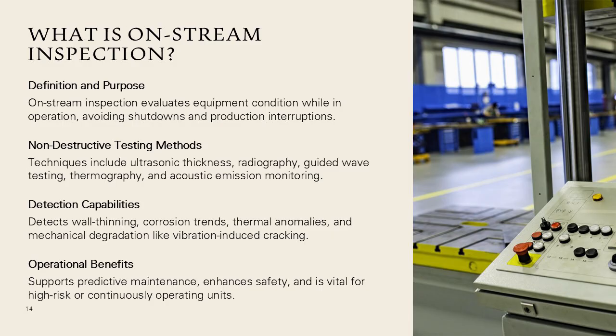These inspections utilize advanced non-destructive testing, NDT, methods such as ultrasonic thickness measurements, radiography, guided wave testing, thermography, and acoustic emission monitoring. On-stream inspection enables engineers to detect wall thinning, analyze corrosion trends, identify thermal anomalies, and detect mechanical degradation such as vibration-induced cracking. It is particularly useful for high-risk or continuously operating units where shutdowns are costly or infrequent. This form of inspection provides real-time asset condition data and supports predictive maintenance strategies, enhancing safety and operational reliability.